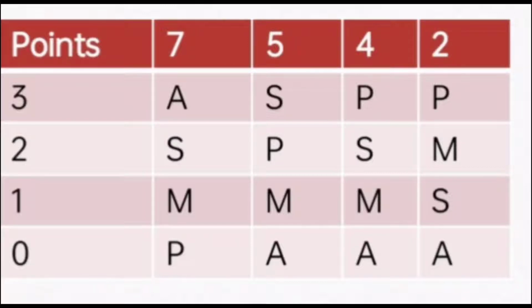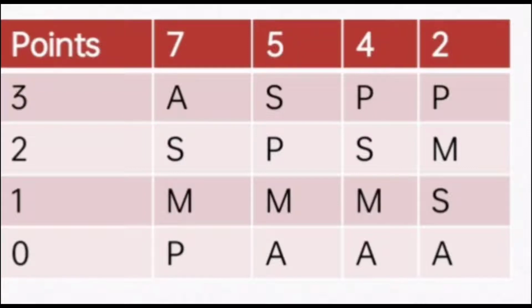Sausage, S, gets 2 times 7 in column 1, 3 times 5 in column 2, 2 times 4 in column 3, and 1 times 2 in column 4, for a total of 14 plus 15 plus 8 plus 2 equals 39 points. Pepperoni gets 10 points in column 2, 12 in 3, and 6 in 4 for a total of 28 points.